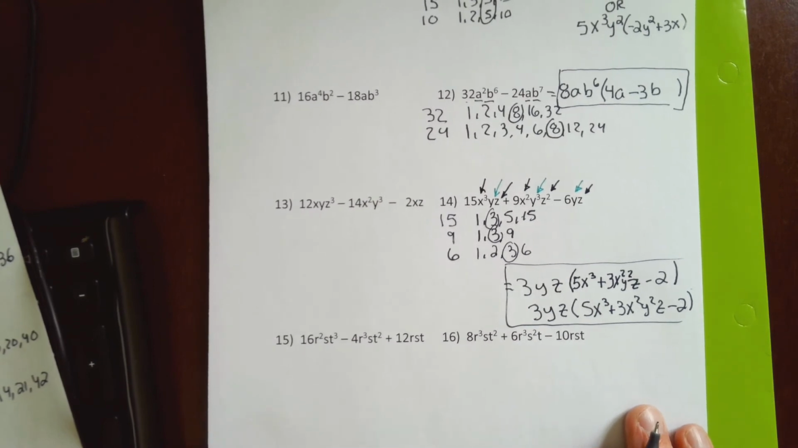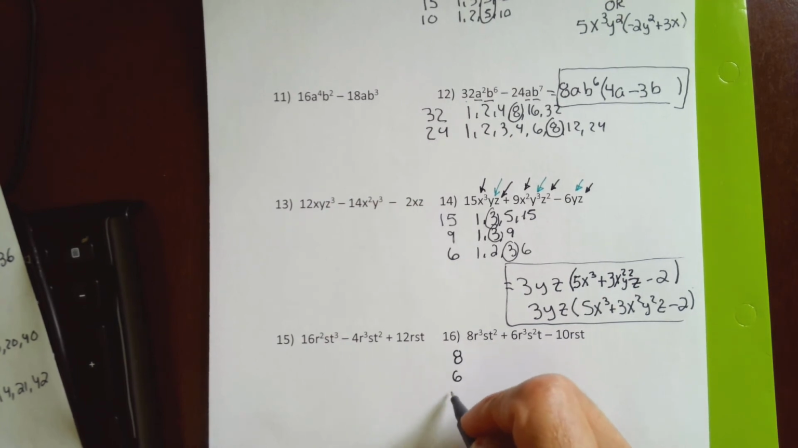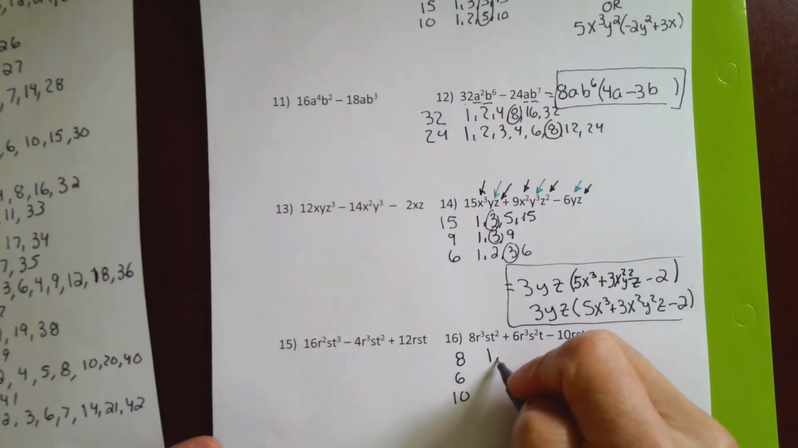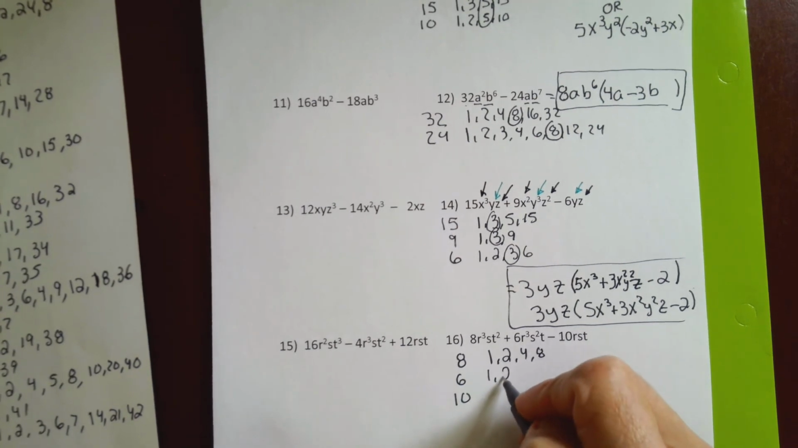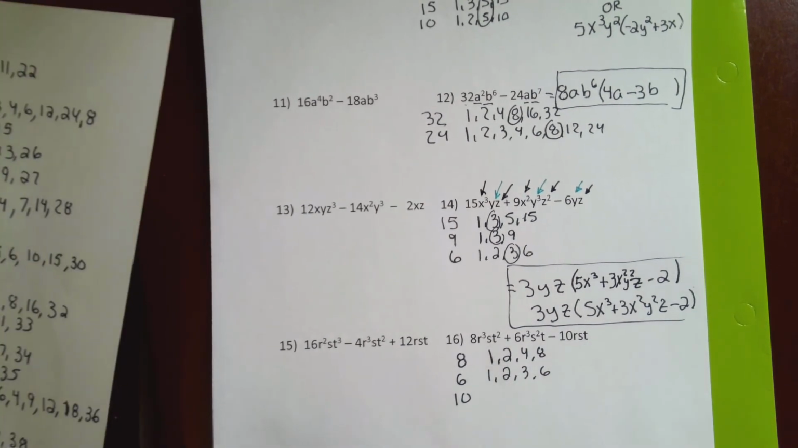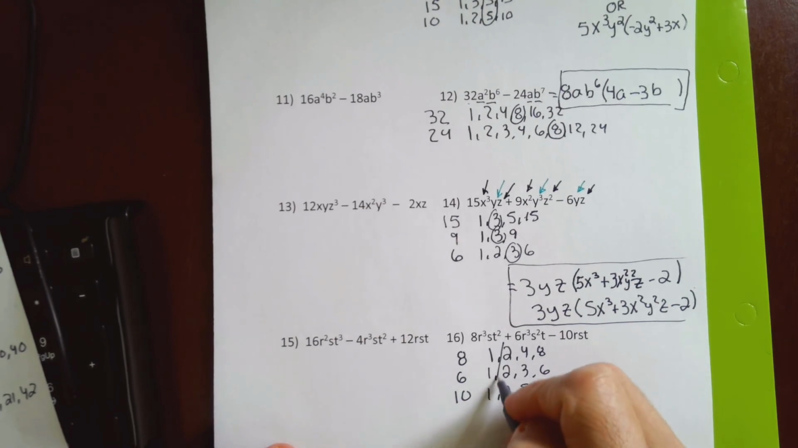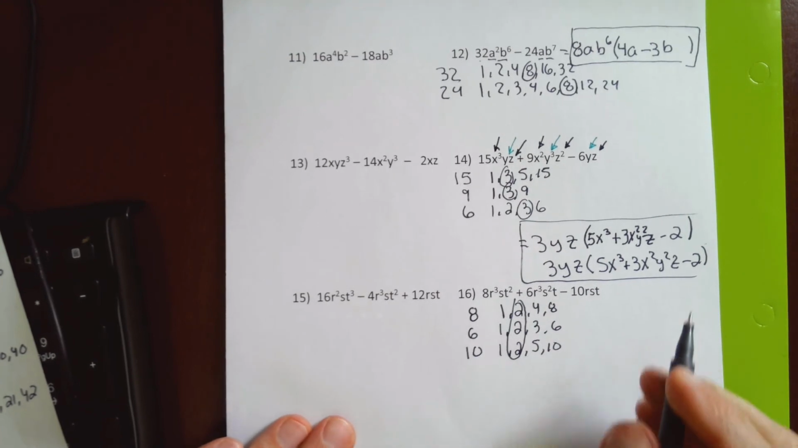All right, 16, I look at the numbers 8, 6, and 10. The factors of 8 are 1, 2, 4, and 8. The factors of 6 are 1, 2, 3, and 6. And the factors of 10 are 1, 2, 5, and 10. I'm not worried about the signs right now. So the greatest common factor numerically is the number 2. It's the biggest number that divides evenly, or that's a factor of each of the terms.